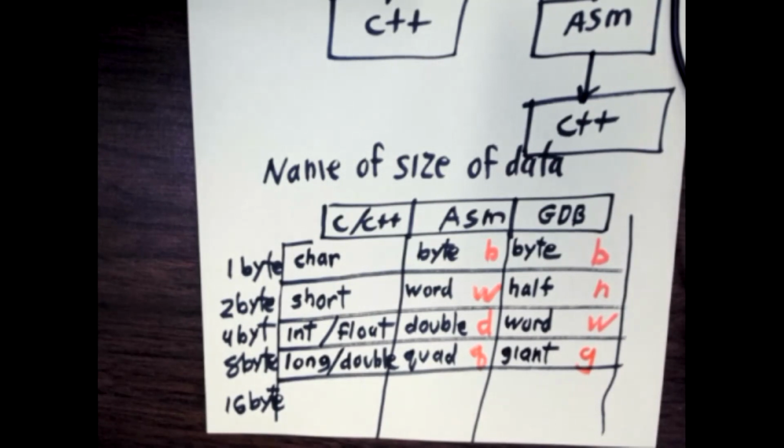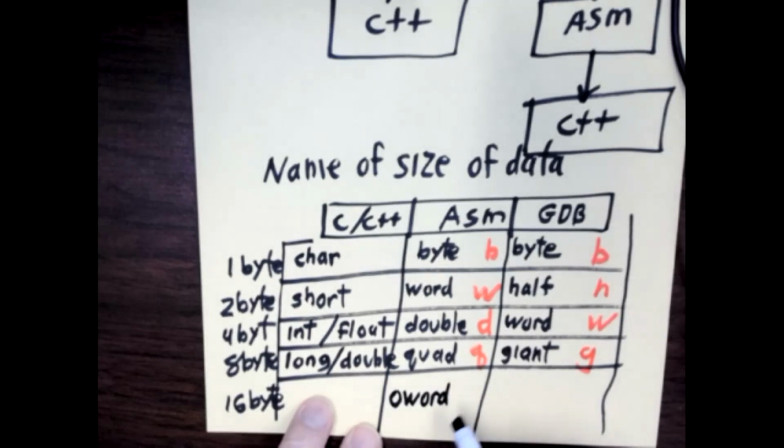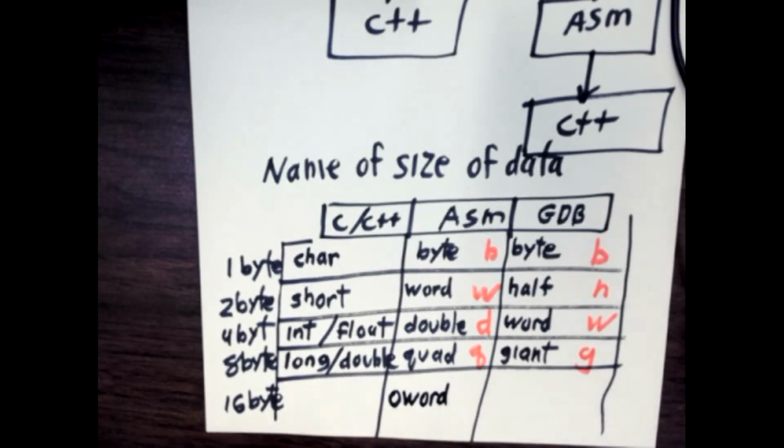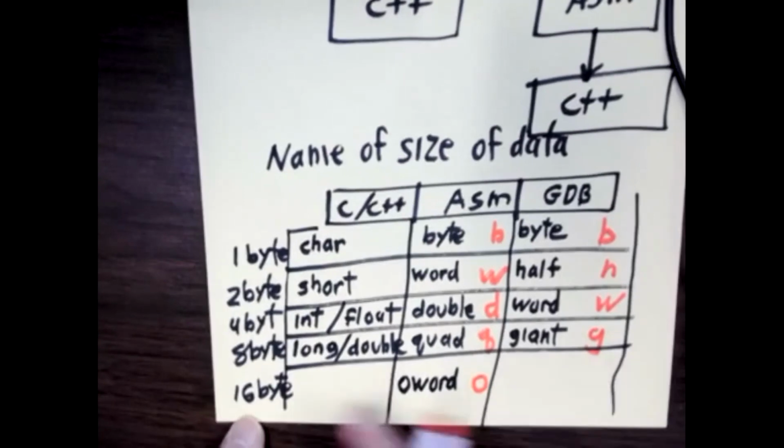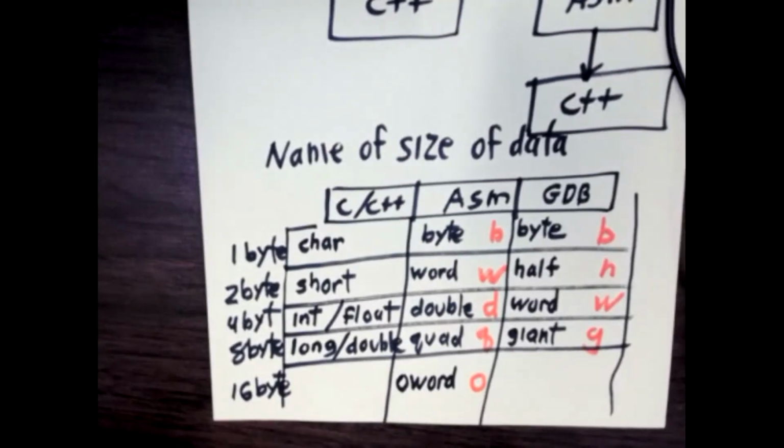Okay. Assembly has, we call this an O word. That's not zero word, that's O word. I don't know what the letter is. It's probably just O. And I have never seen it in GDB, and I haven't seen it in C++. But if you wanted the future of 16-byte registers, they're full of O words. Okay, questions.